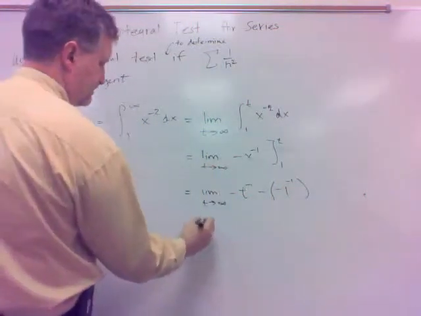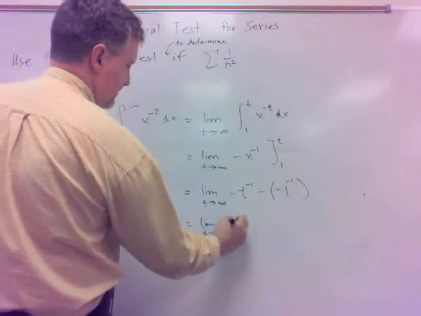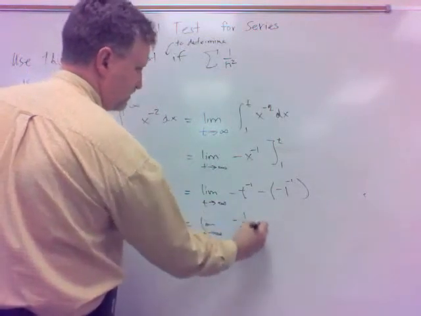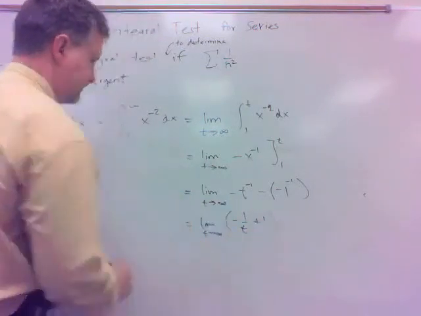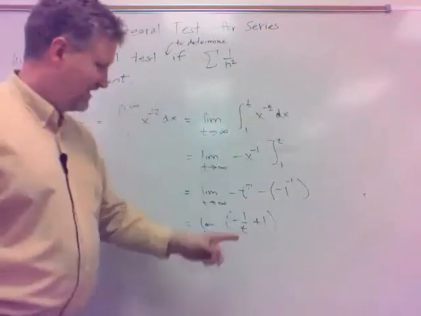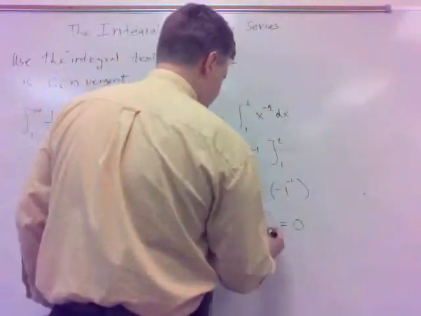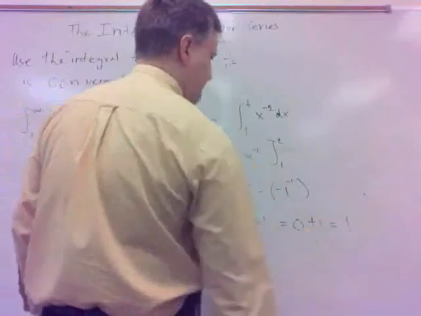Which is, t goes to infinity, I'm going to write that as negative 1 over t plus 1. What do you got there? What's that limit? It's 1, isn't it? Yeah. T goes to infinity, so that goes to 0. That goes to 1. So that's a limit of 1.